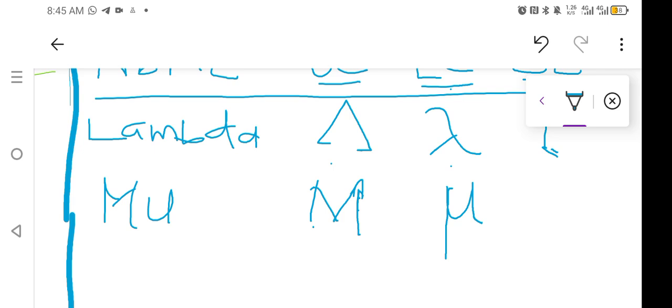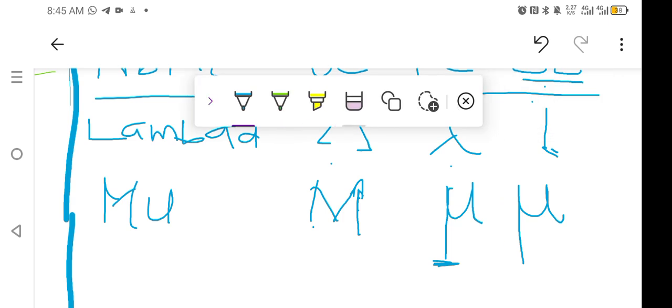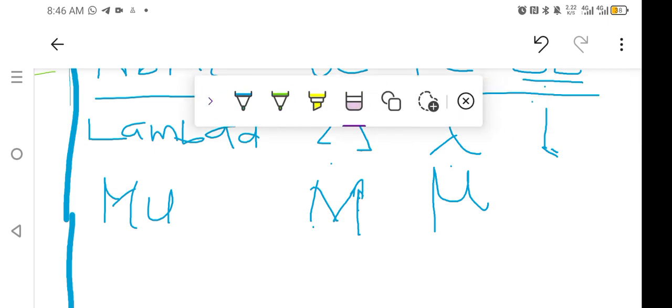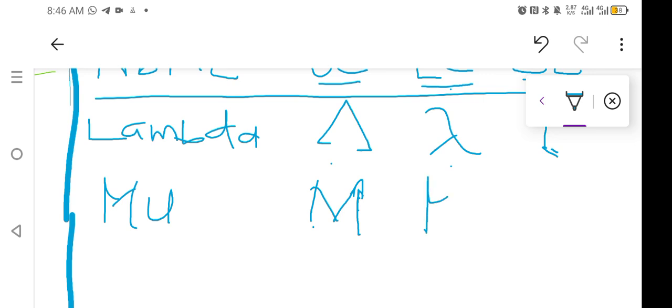But when we're writing, we begin with this tail. So up, and then you do that part which is like a U. That is how mu is written in the lowercase. Let's write it now. You begin with the tail, and then you do what looks like a U. All right. So that is mu, the tail and the letter.